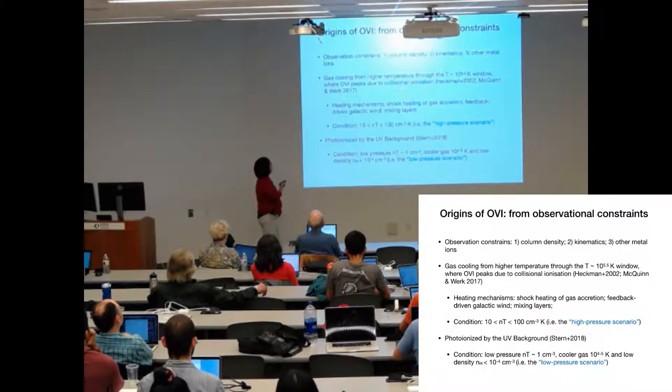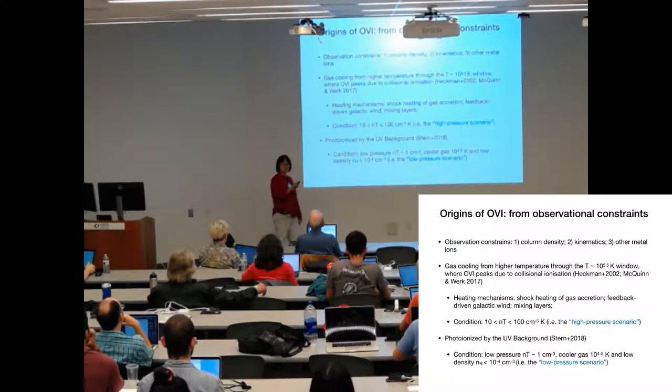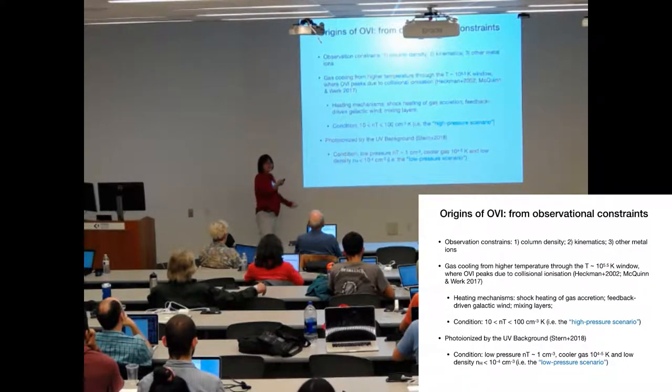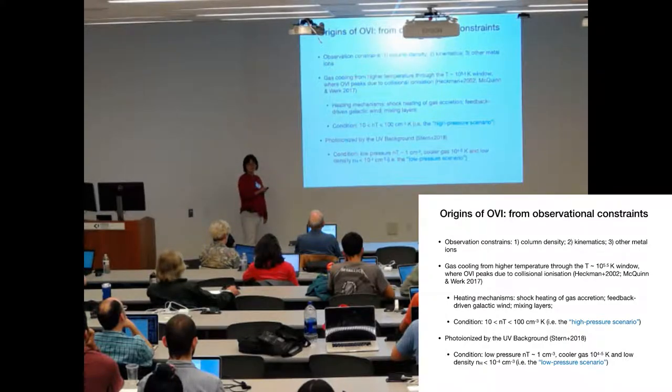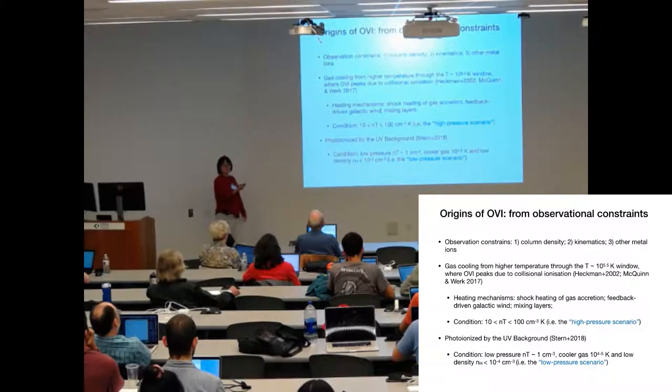The first is that the gas is cooling. This is a sort of cooling flow picture. The gas is cooling from a high temperature, like corona gas, through the transient 10^5.5 K window, and you have the oxygen 6 peak there. In this picture, most of the O6 is collisionally ionized. This first came out with Heckman 2002, but there is a recent paper by McQuinn and Werk last year.